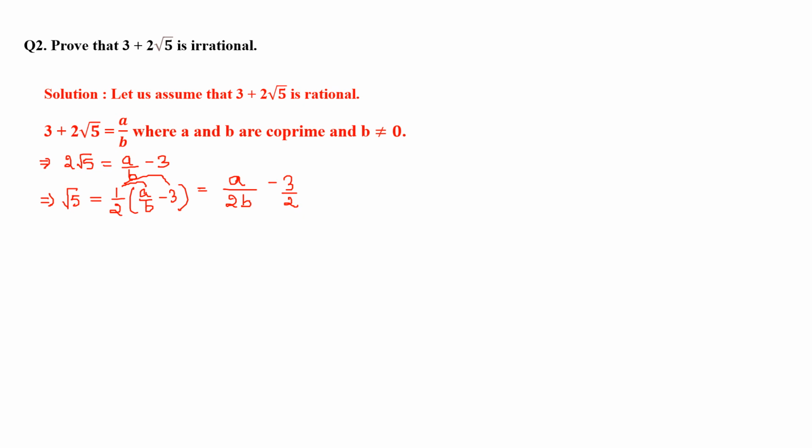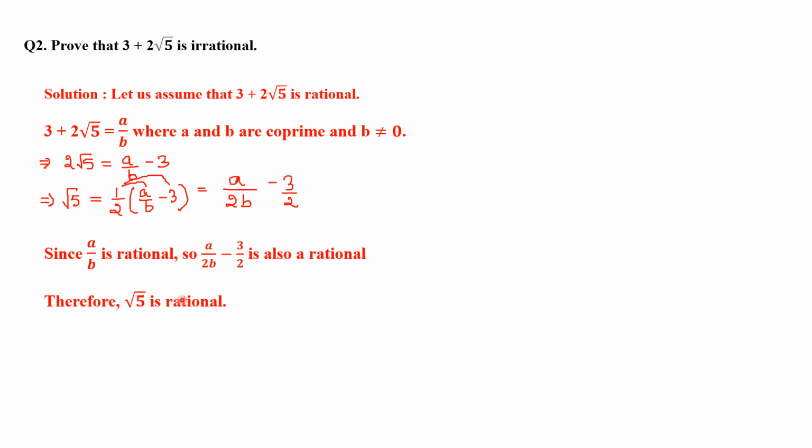Now from here, we already know that a by b is a rational number. So it means a by 2b is also a rational number. And 3 by 2 is also a rational number, right? So the difference of two rational numbers is again a rational number. That's what I've written. A by b is rational, so a by 2b will also be rational. And if you subtract something from a rational number, that is also a rational number. So from here, I can say that root 5 is a rational number, because this complete expression is a rational number and this is equal to root 5.